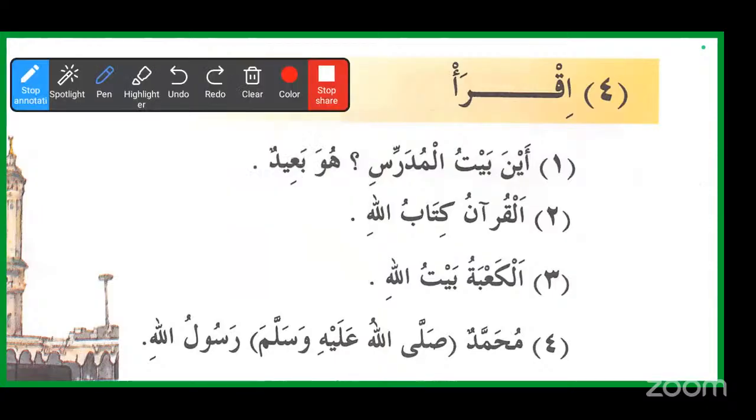أين بيت المدرس? Where is the teacher's house? Correct. هو بعيد. It is far. القرآن كتاب الله. The Quran is the book of Allah.